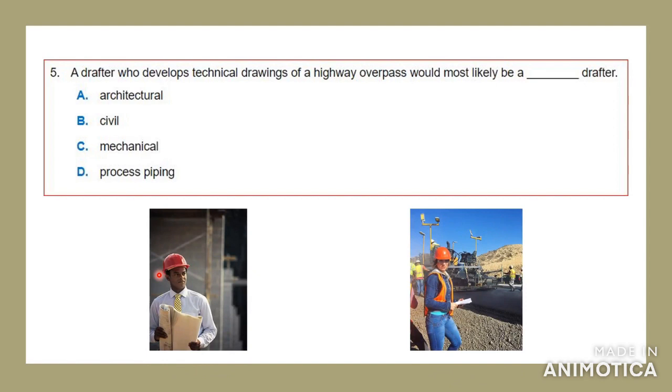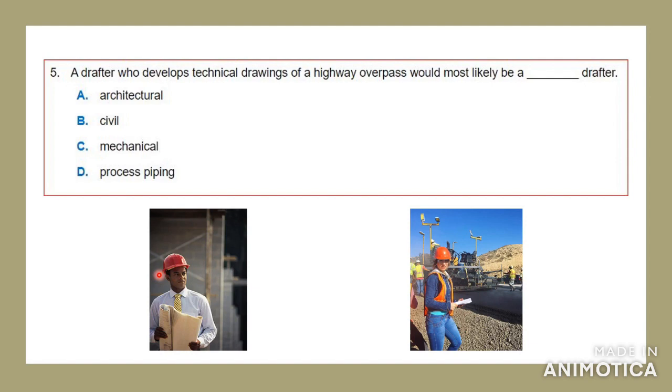a civil drafter. Okay, so a civil drafter is someone who deals with roads, bridges, those large projects. The difference between a civil and an architectural drafter: the architectural drafter would deal with residential buildings, offices, and so on, and the mechanical drafter would deal with, let's say you want to design a car or anything that has to do with making objects.